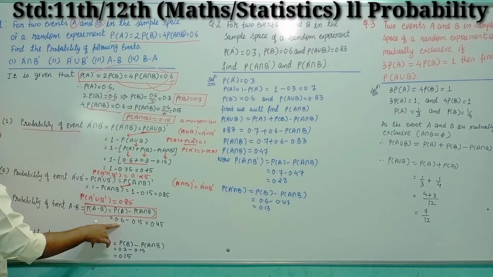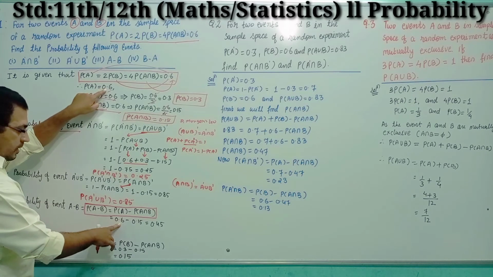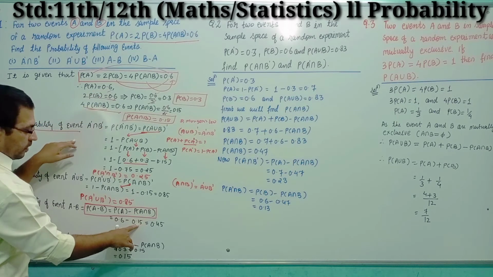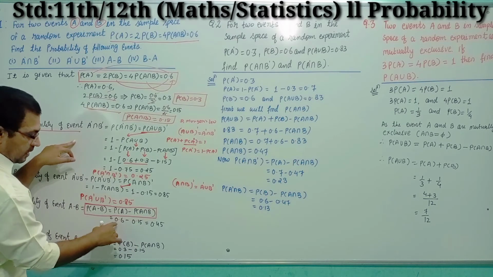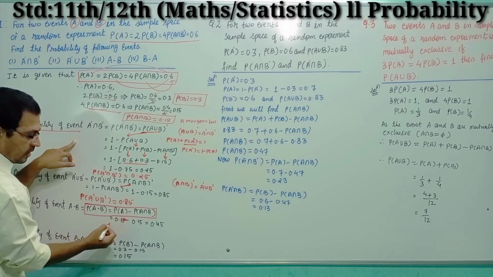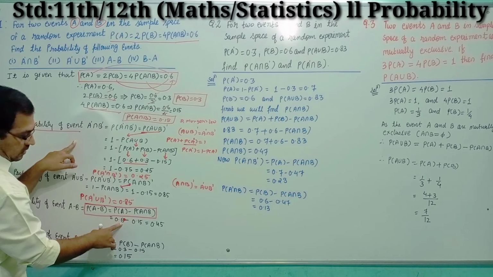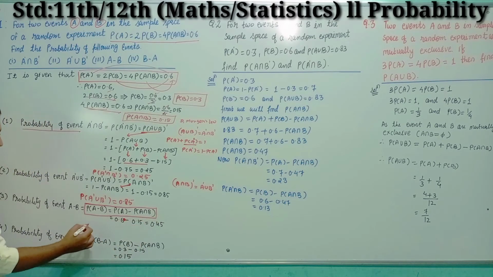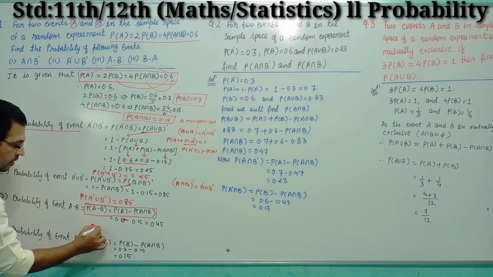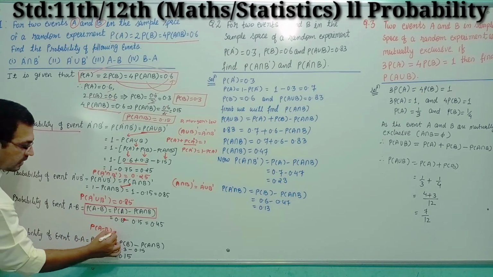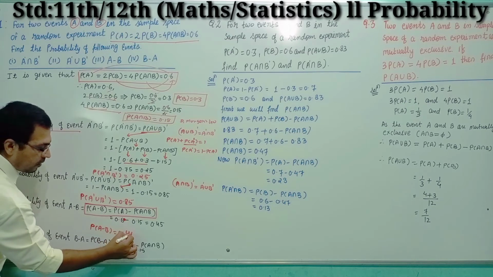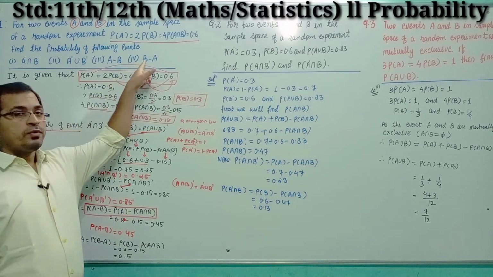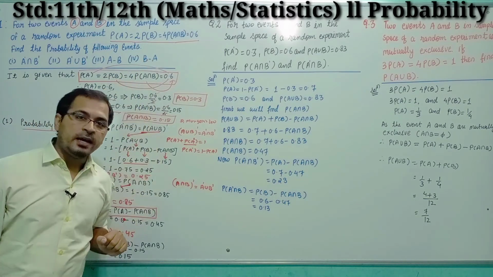The value of P of A is given from the data, right? And P of A intersection B is also known, 0.15. So 0.6 is nothing but 0.60, right students? So 0.60 minus 0.15, you are getting 0.45. So probability of A minus B is equal to 0.45. Now the last one, you will have to find out the probability of B minus A.